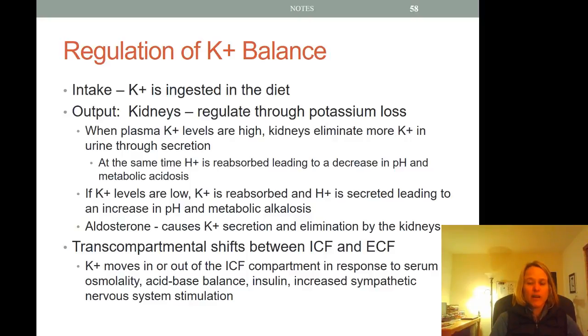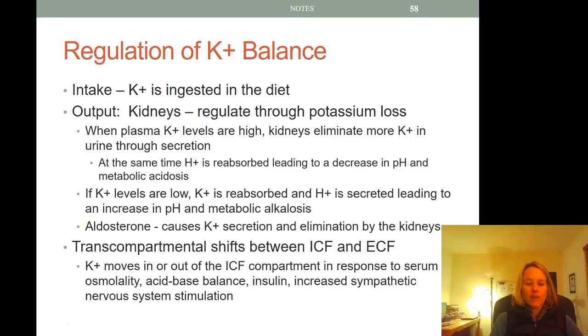So when potassium levels are high, the kidneys eliminate more potassium in the urine. At the same time, hydrogen gets reabsorbed in the kidneys, and this leads to a decrease in pH and metabolic acid. So if we have hyperkalemia, this can contribute to metabolic acidosis. If potassium levels are low, potassium gets reabsorbed and hydrogen gets secreted, and this can lead to an increase in pH and metabolic alkalosis. Aldosterone causes potassium secretion while at the same time causing sodium reabsorption in the kidneys.